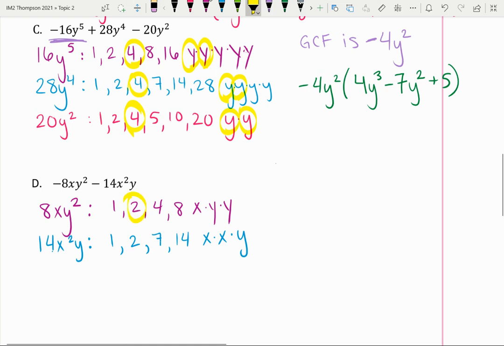The biggest number they have in common is only 2, not so big. They have an x in common. They have a y in common. So I have 2xy. Reminder of the last rule, though. If the leading term, the first term, is negative, I have to take out a negative. So I'm going to take out a negative 2xy.